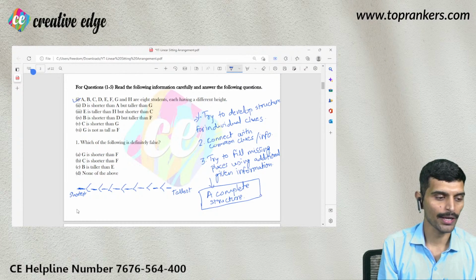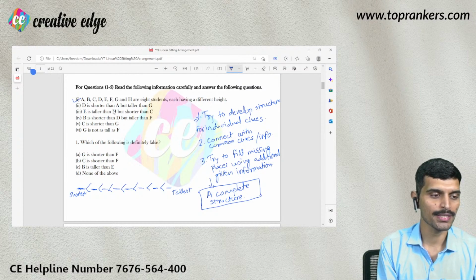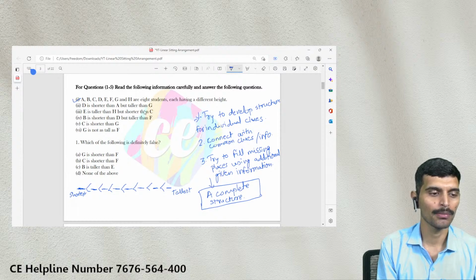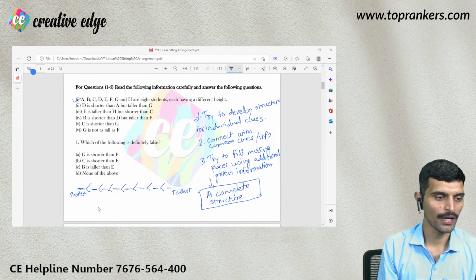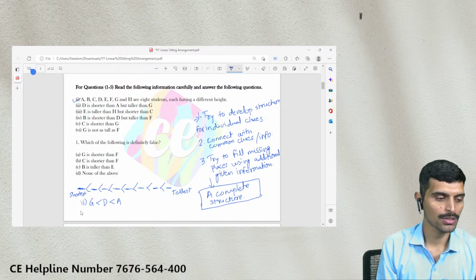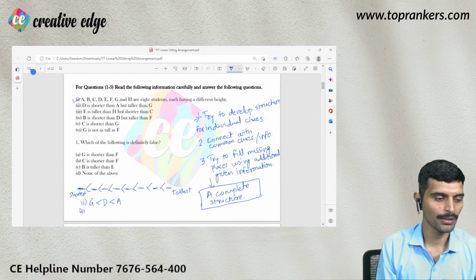Now let's try to draw clue number two. It says D is shorter than A but taller than G. So we have information about D, that D is shorter than A but D is taller than G. This was our clue number two, right? Now let's try to draw clue number three. So this was on the basis of clue number one.